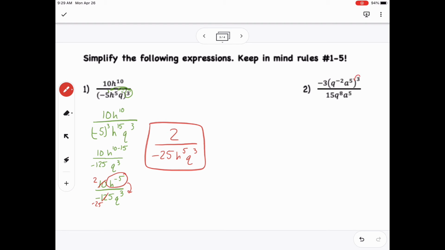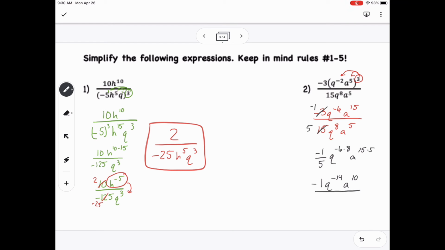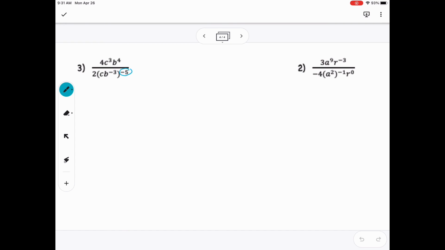Okay, moving on to number 2. I see that I have rule number 2 again. So I distribute that exponent of 3 to the things inside the parentheses. And here I can do the same thing by subtracting my exponents. So that now I can move that q to the negative 14th down. That gets me negative 1/8 to the 10th divided by 5 times q to the 14th. That would be my final answer there.